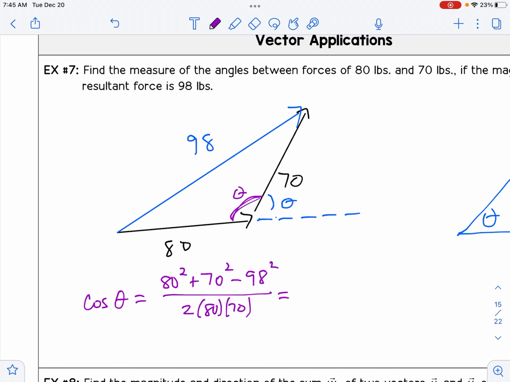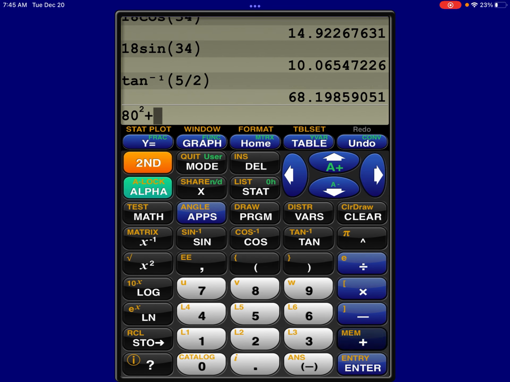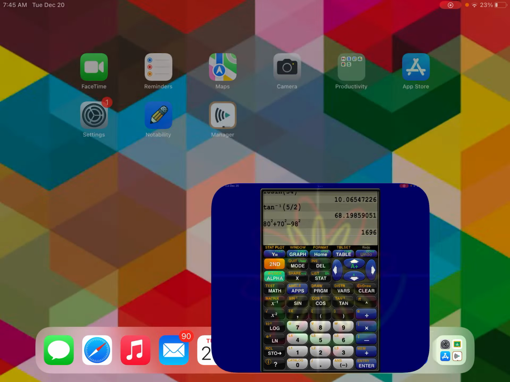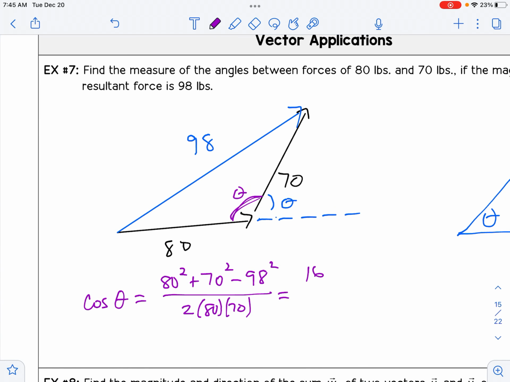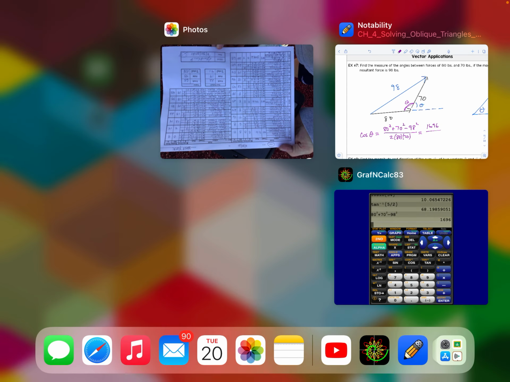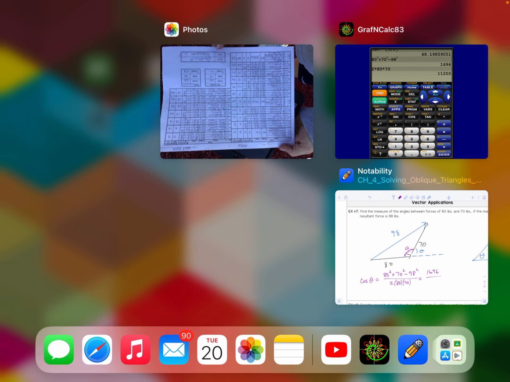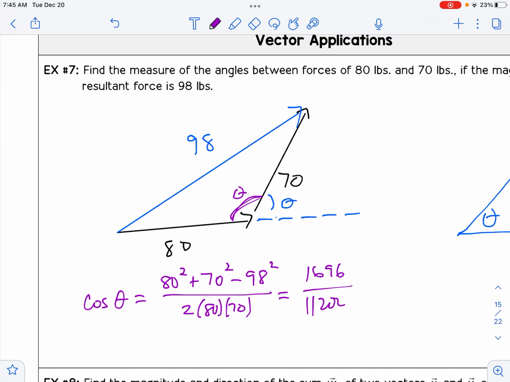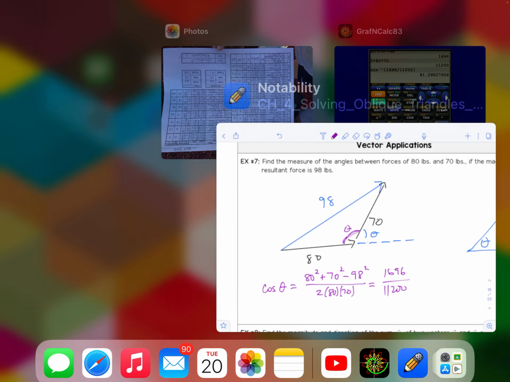But remember, when I told you to do this, we're going to type the whole numerator in first. So 80 squared plus 70 squared minus 98 squared gives me 1696. All right, so 1696 over 2 times 80 times 70. 2 times 80 times 70 gives me 11,200. Then we do the inverse cosine of that. So inverse cosine of 1696 over 11,200 gives me 81 degrees.